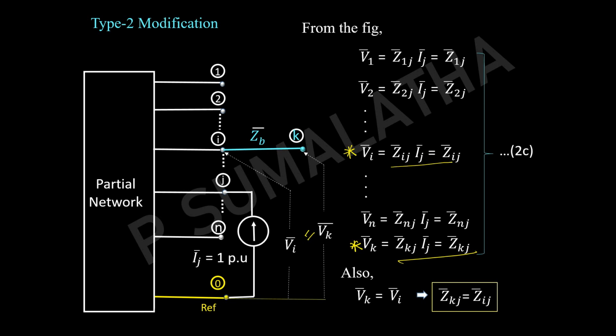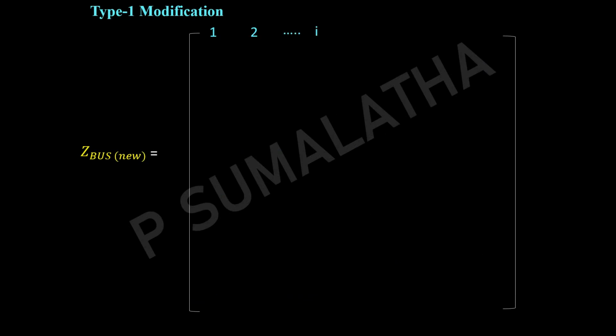From this, we get to know that we can interchangeably use the kth and ith nodes because both are at the same potential. According to our convenience, it can be used as kth or ith. You can interchangeably use this subscript. Now let us mark the final Zbus new matrix after the updation of the off-diagonal and the diagonal elements of the type 2 modification.